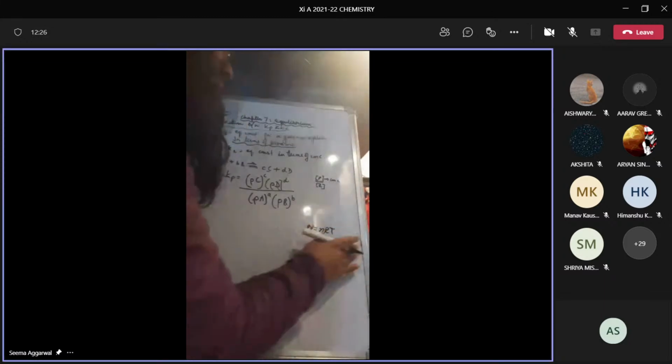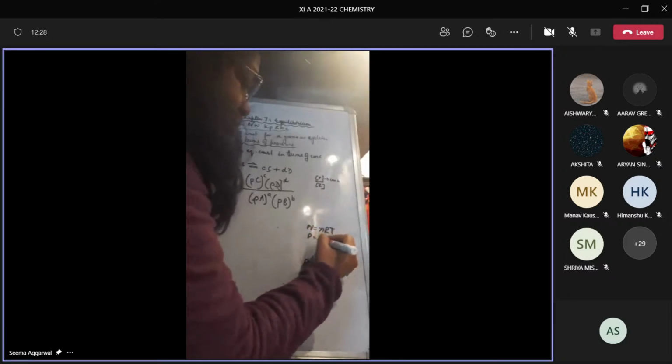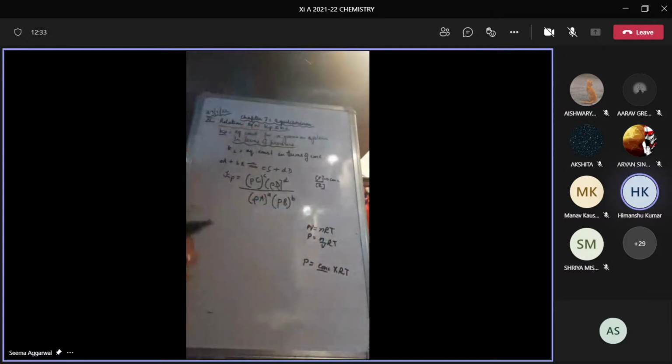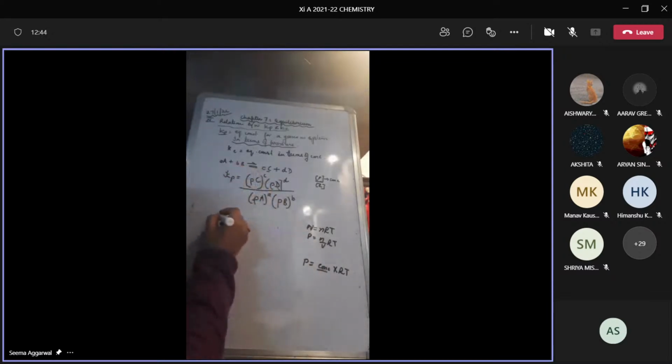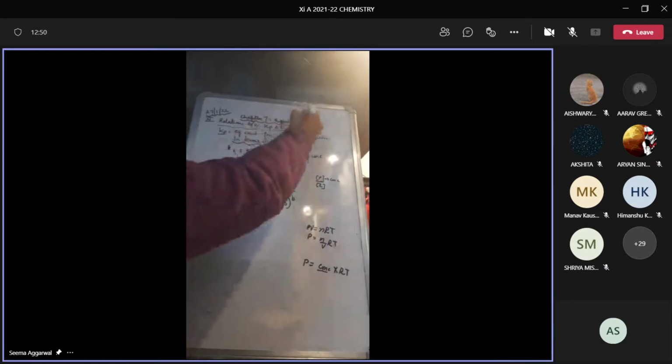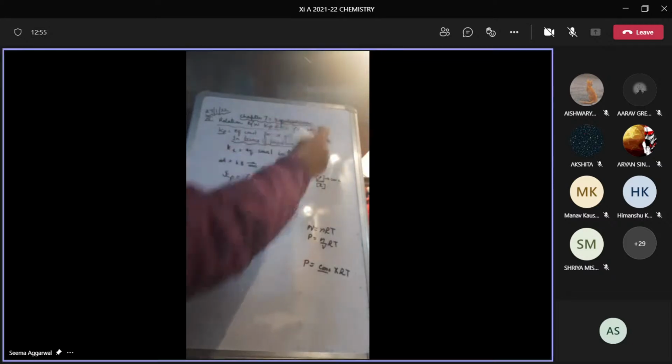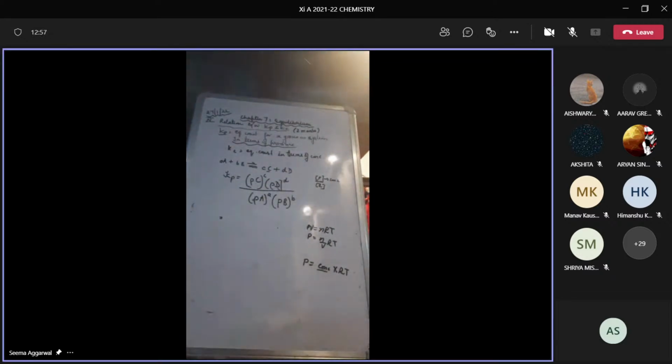Pressure is equal to n upon V into RT. So what is n upon V? Molar concentration. So instead of pressure, I can express in concentration, because we have to derive a relation between Kp and Kc. This is a derivation for 2 marks. There is only one derivation in this chapter, and that is a derivation for 2 marks.